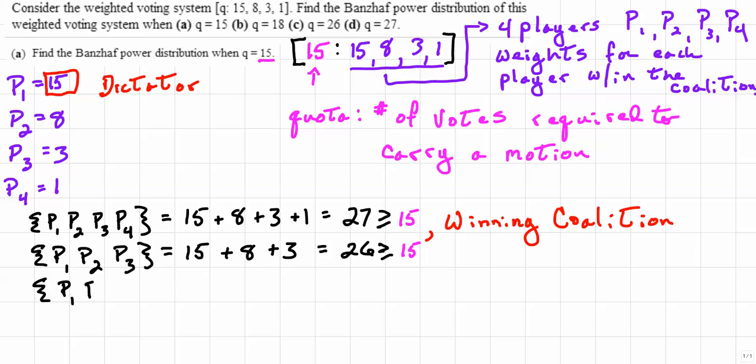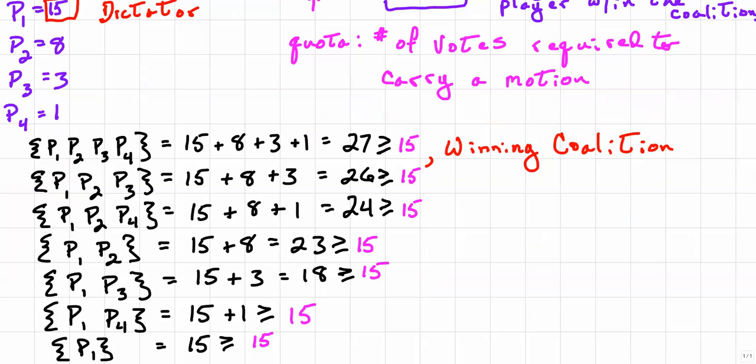Now we'll do player 1, player 2, and player 4. That will be equal to 15 plus 8 plus 1, and that is also greater than or equal to 15. So I know that this is also a winning coalition. And we just continue on until we have all of our possible winning coalitions. And now I've listed all the possible winning coalitions. You'll know that it's not a winning coalition if you add the weighted votes and it comes up to less than your quota.